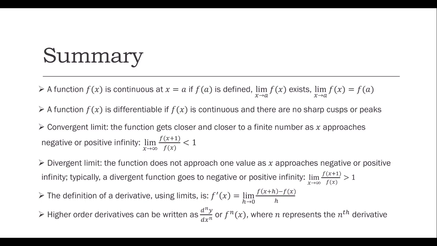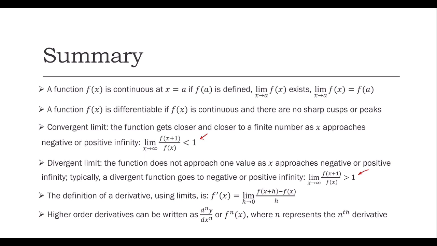For a convergent limit, the function gets closer and closer to a finite number as x approaches negative or positive infinity, and this limit is less than 1. For a divergent limit, the function does not approach one value as x approaches negative or positive infinity. Typically, a divergent function goes to negative or positive infinity, and your limit would be greater than 1.